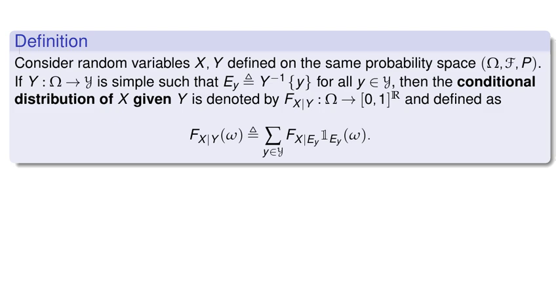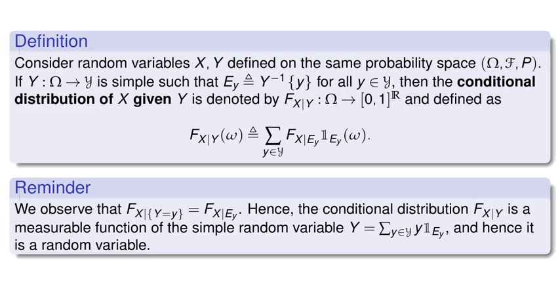Now we define the conditional distribution of X given the random variable Y. If Y is simple with atoms E_y for y in script Y, then the conditional distribution of X given Y, denoted F_{X|Y}, which maps Omega into the space of distribution functions, is defined as F_{X|Y}(omega) equals the sum over y in script Y of F_{X|E_y} times the indicator of E_y evaluated at omega.